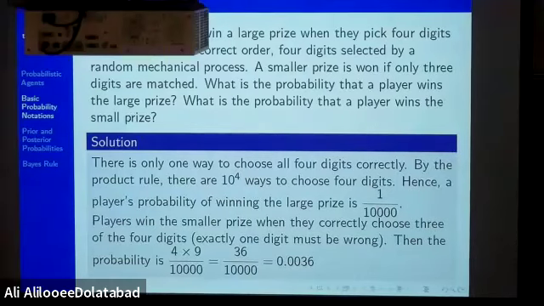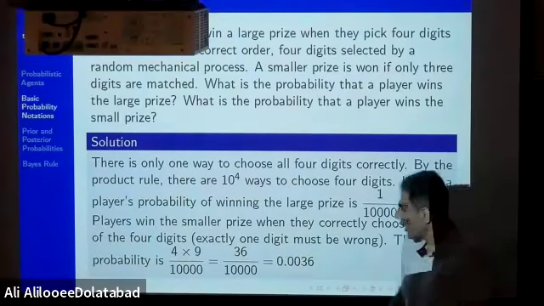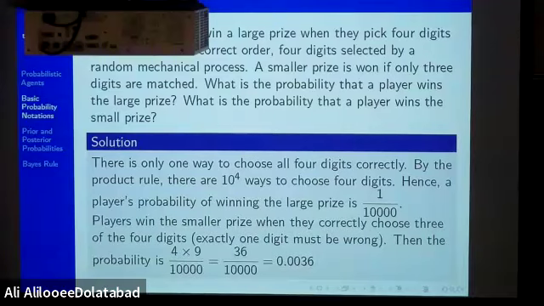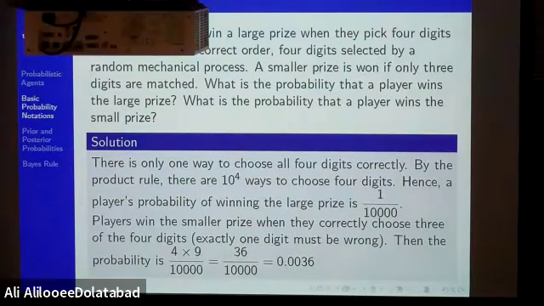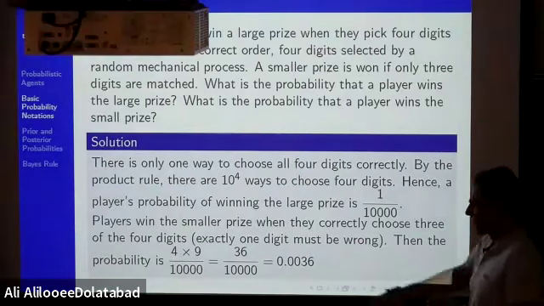Then this 9 can be anywhere. It means that it can be at the beginning, at the second digit, the third digit, or the fourth digit. That's the reason that here we have 4 times 9. Four times 9, and we calculate this and we get this.